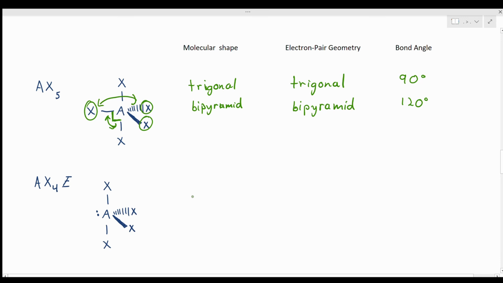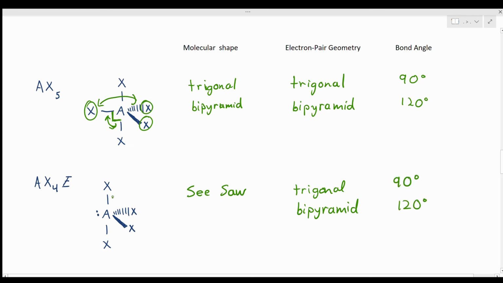Alright, moving on, AX4E, we have 1 central atom, 4 outer atoms, and 1 lone pair of electrons on the central one. And so here, the molecular shape is going to be called seesaw. You can kind of see here, like, these are the legs, and then here's where you could have put something. And the electron pair geometry is still going to be trigonal bipyramid. The bond angle is still going to be the same, 90 degrees and 120 degrees.